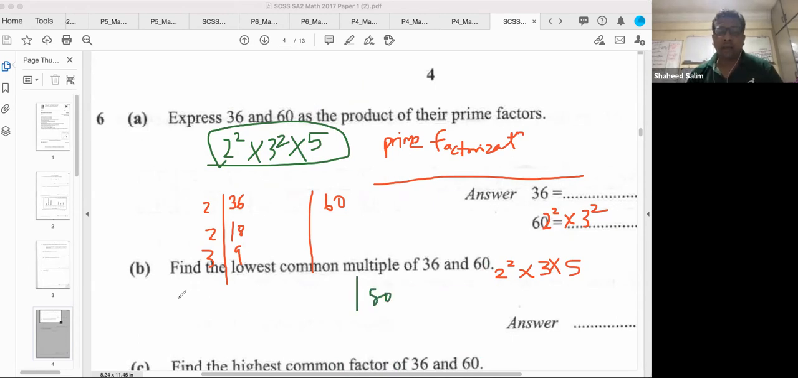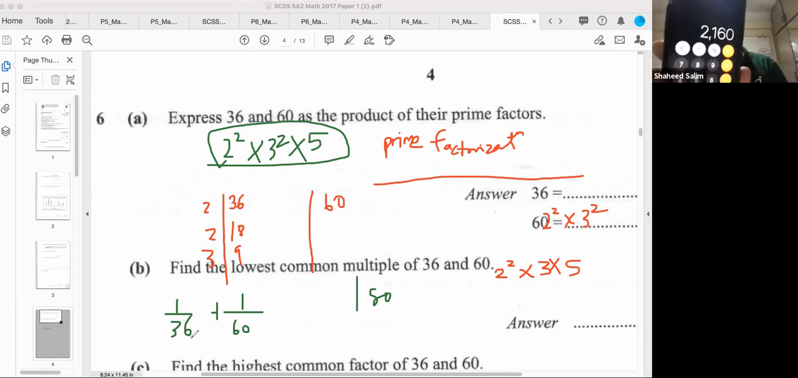So the 1 over 36 plus, let's say 1 over 60. Let's say we have these two numbers. Don't just take 60 times 36. 60 times 36, you know what number is it? Very big. Let's see, 60 times 36, you get 2,000. You see this number? The denominator is so big, lah.